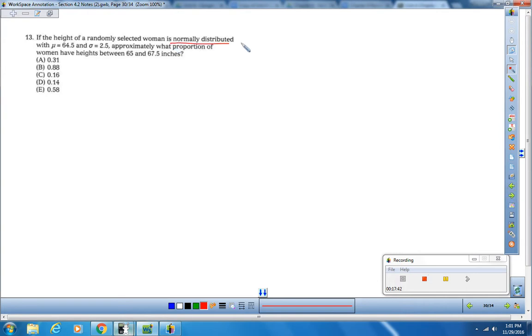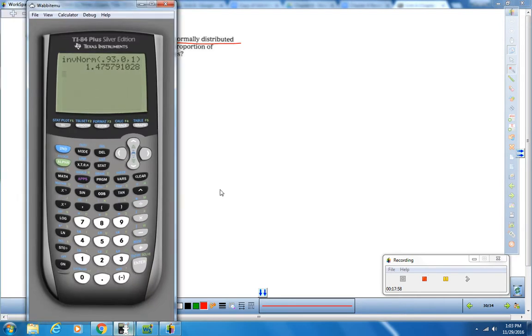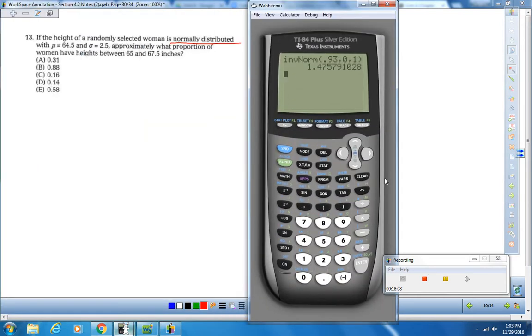Number 13: height normally distributed, with a given mean and standard deviation. Approximately what proportion of women have heights between this and this? Now I'm going to show you one way that you can do this very quickly in your calculator. You only need to calculate z-scores on your free response questions. So if you want to do this fast, you can use what's given to you. Okay, and here's what I mean by that.